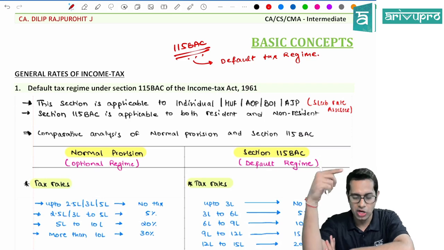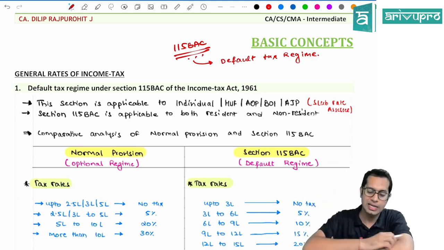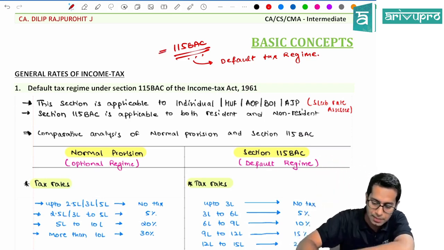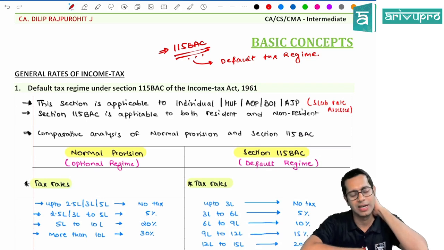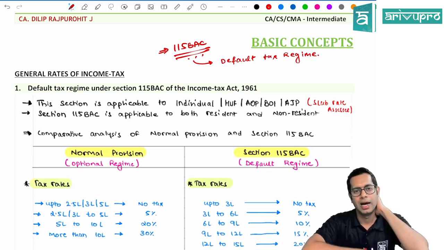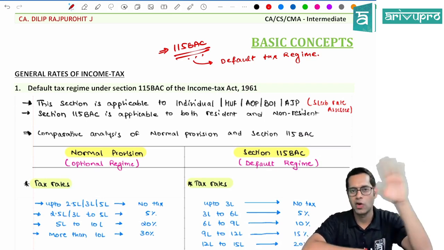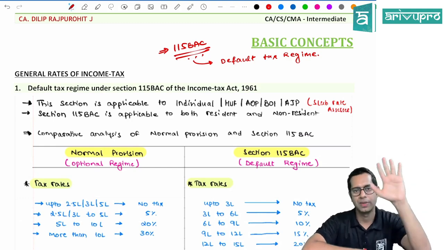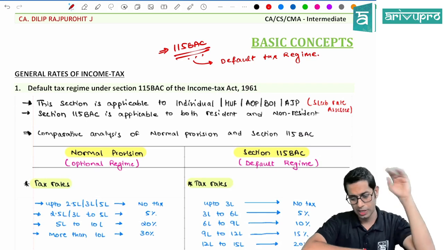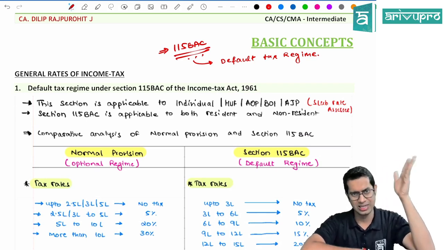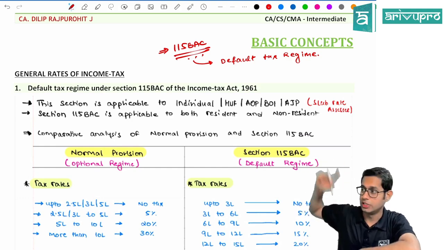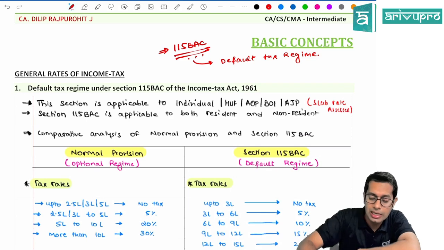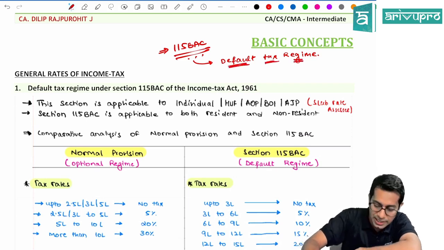Meaning, what is the tax which you have to pay normally? Basically, if you remember, the first topic which we discussed in our classroom is tax rates, wherein we studied that up to 2.5 lakhs no tax, 2.5 to 5 lakhs 5%, 5 to 10 lakhs 20%, more than 10 lakhs 30%. That is the normal tax rate which we studied. That is also called the optional regime. But we are seeing over here the default tax regime, 115BAC.